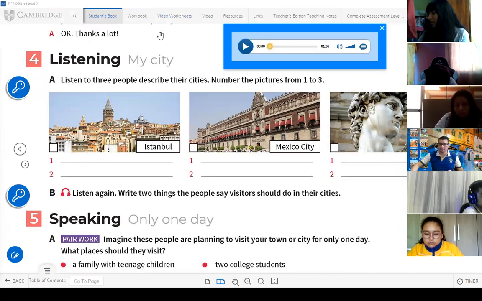Come on. Pay attention. You're going to listen one more time, okay? Pay attention to the details. Page 77. Exercise 4. Listening.